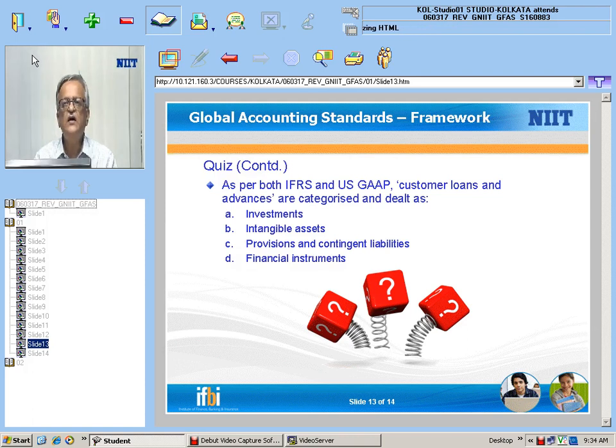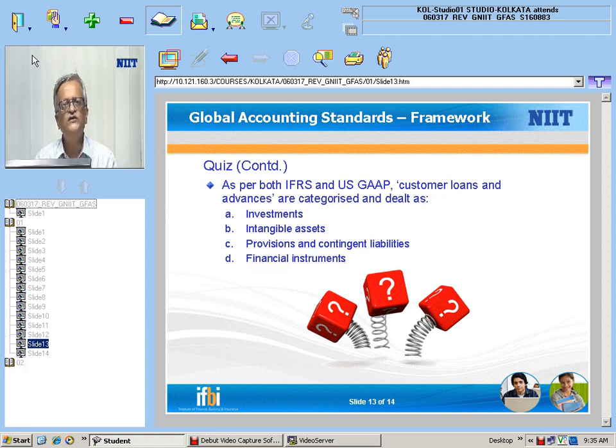As per both IFRS and US GAAP, customer loans and advances are categorized and dealt as. Since we have not done this, I will give you the answer. Answer is B, financial instruments. B is the correct answer.